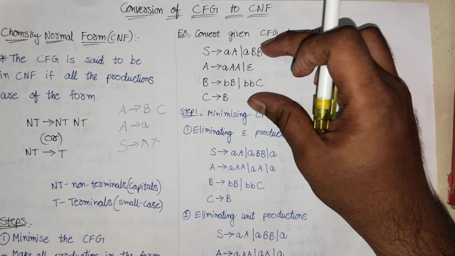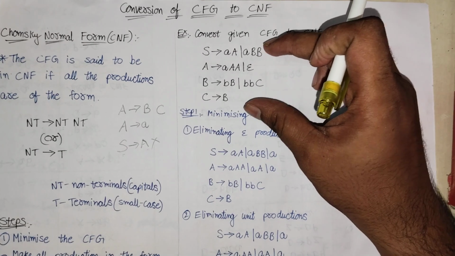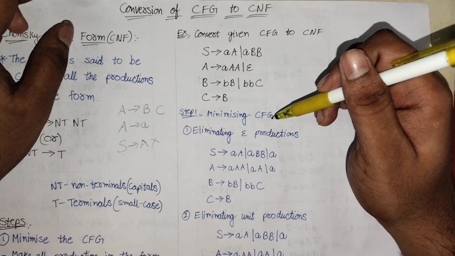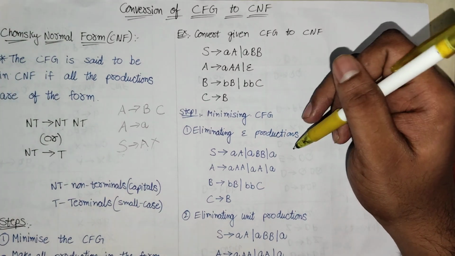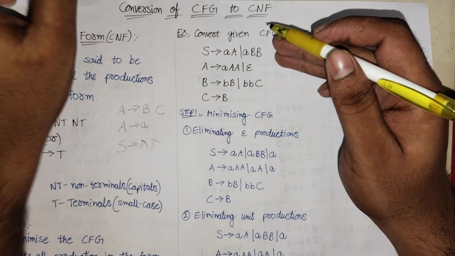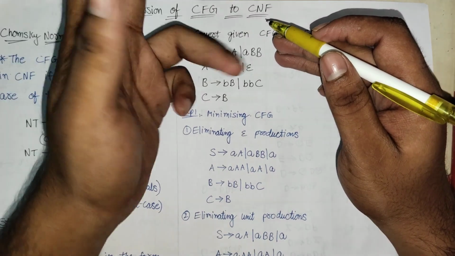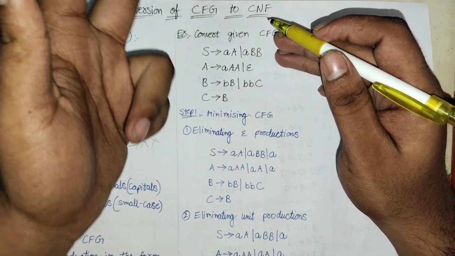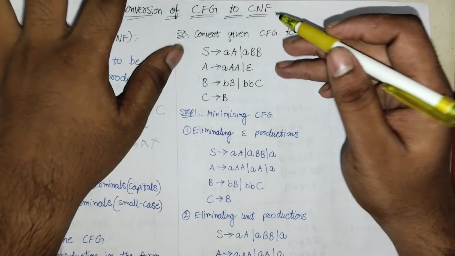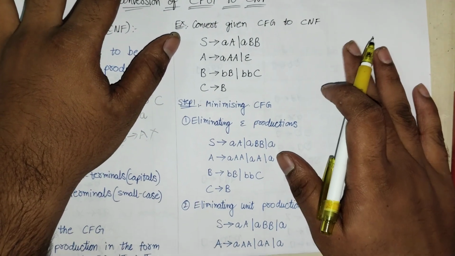So these are the given context-free grammar productions. Now we have to convert these productions into the Chomsky normal form. So the first step is minimizing the grammar. Minimizing context-free grammars includes three steps: one is eliminating epsilon transitions, another is eliminating unit productions, and another is removing useless symbols. So let's solve each and every step in detail.